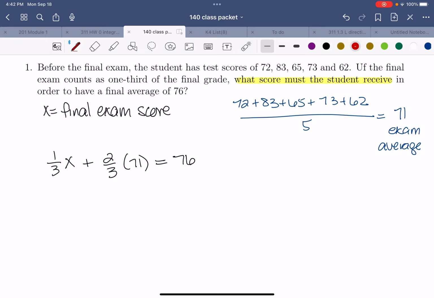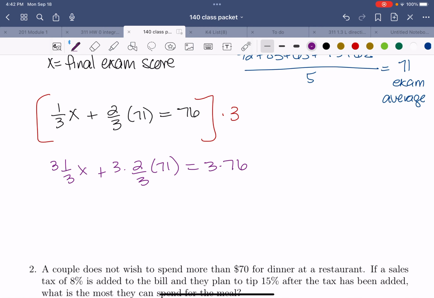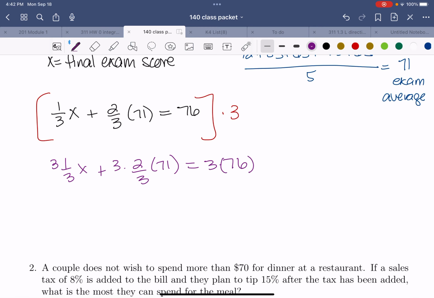So we're going to go ahead and clear our denominators. So I'm going to multiply everything by 3. So when I distribute this to the first, I'll write the small one out. So 3 times 1/3 X plus 3 times 2/3 of 71 equals 3 times 76. I don't do this often, but I thought I should do that just to show you what's happening. So then when we cancel, these 3's will cancel out, and I'm just left with X. These 3's will cancel out, and I'm left with 2 times 71, or 142. And over here, it's 3 times 76.